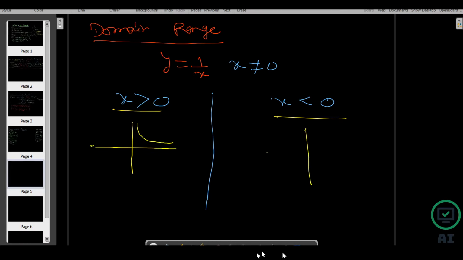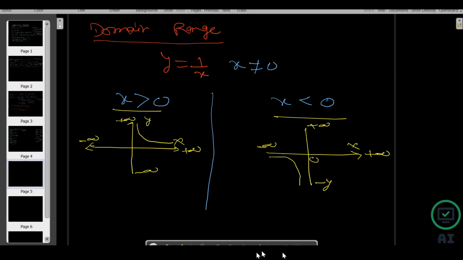When x is less than 0, the graph is this. Plus infinity, minus infinity here, plus infinity at y and minus infinity. Similarly here, plus infinity, minus infinity on x. This is the x axis, this is the y axis, this is the x axis, this is the y axis, and this is the graph. And at x equal to 0, this function is not defined. You can see here when it is 0, it is not taking any value of y.